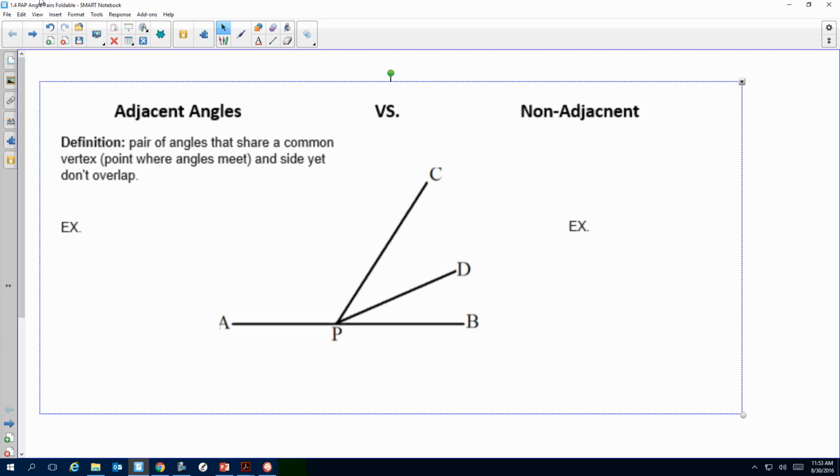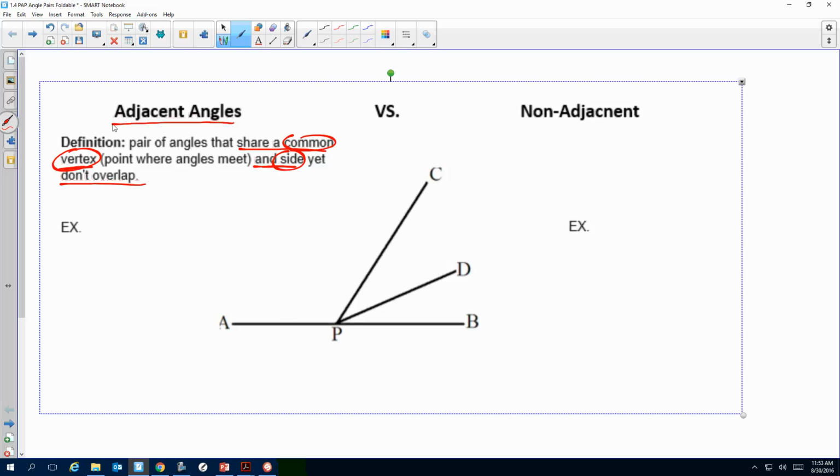Keep in mind the key information. I gave you the definition for adjacent. You do need to understand what that means and identify a pair of adjacent angles. If it's an adjacent angle, you can underline or highlight. It shares a common vertex and side. They do not overlap. But the key thing is common side and vertex.